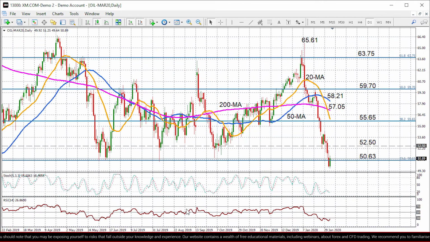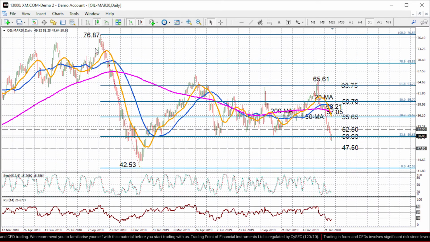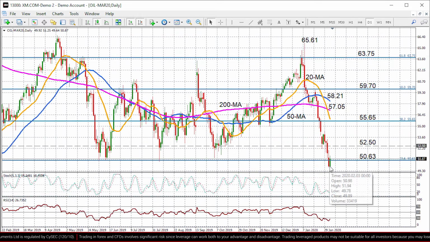And finally, let's have a look at WTI oil futures. It's not looking very good at all. We can see that steep sell-off over the past month or so, and prices did break that key support of 50.63, the 23.6% Fibonacci retracement of the downleg from 76.87 to 42.53. So that support had held fairly well since June of 2019, but we did see it breaking below it, though today prices have just about recovered back above that key support level.